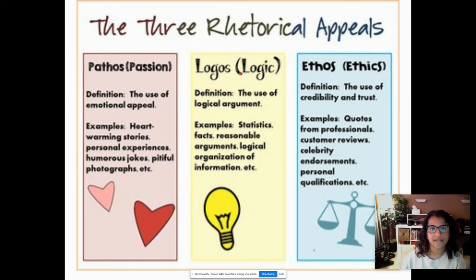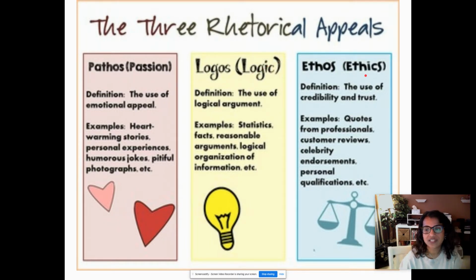Okay. All right, logos is logic. This is the use of logical argument. Basically, these are good, strong facts. Some examples you could use are statistics. Statistics are those number facts we've talked about, like percentages or fractions or just a big number. Obviously, facts, reasonable arguments, and then logically organizing your information is all kind of logos, like first of all, second of all, and giving lots of numbers. Okay.